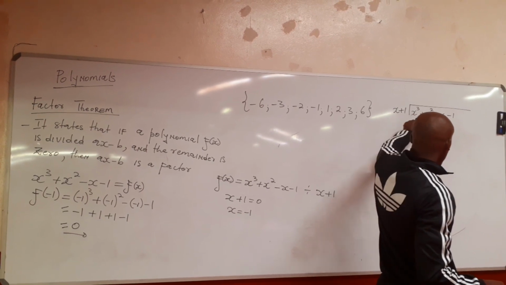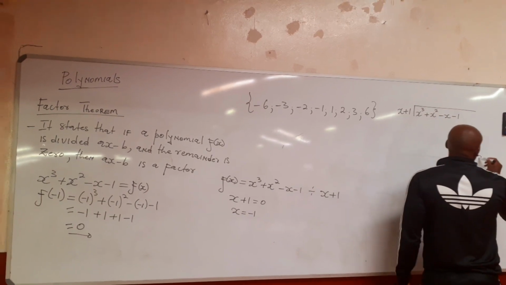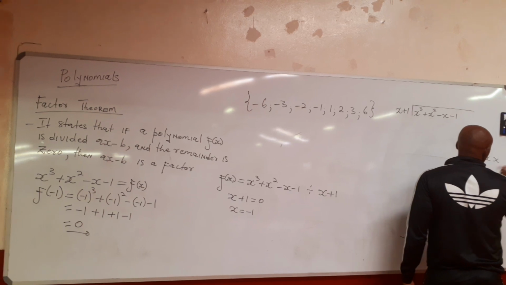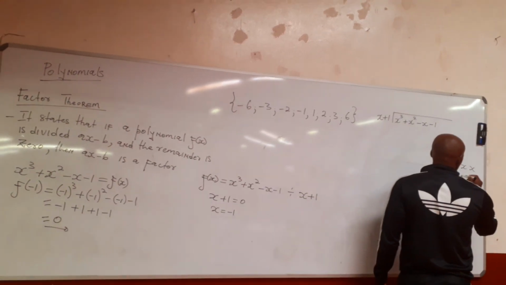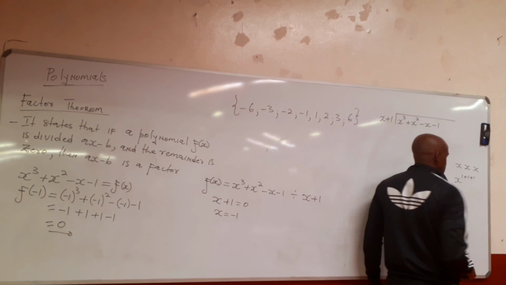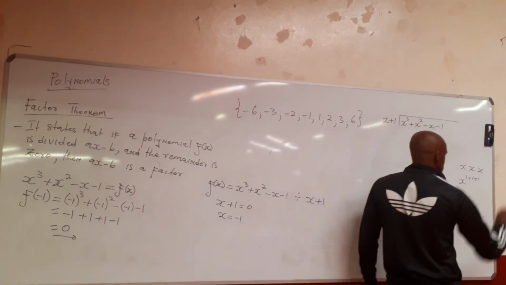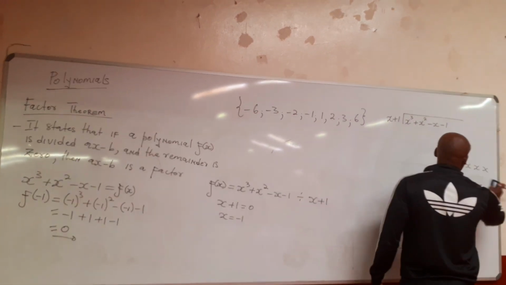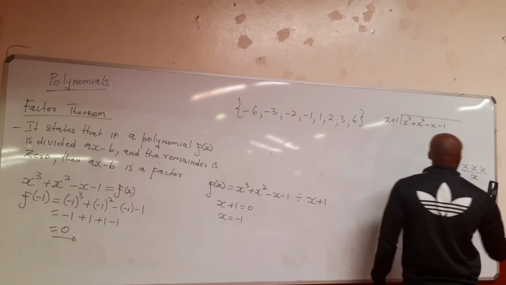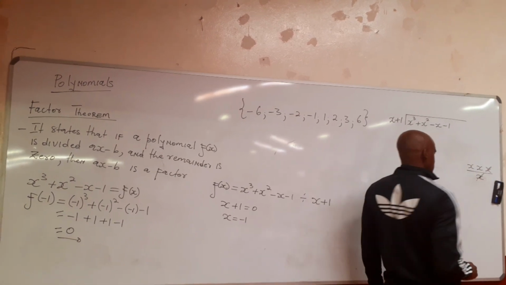We start again, we are dividing. This is x cubed. So we are to divide here. We are dividing x cubed by x. So we are left with x squared.